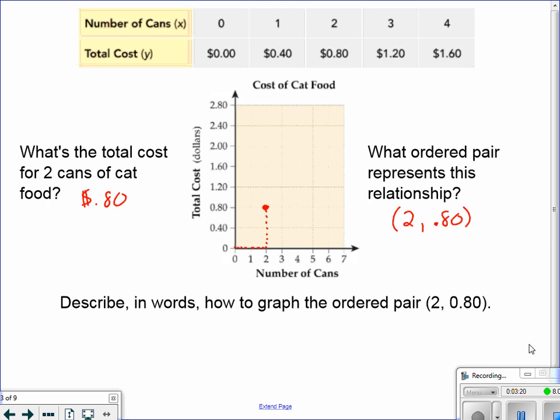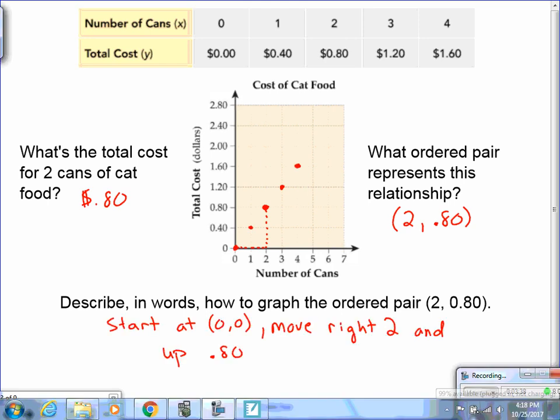So what I'd like you to do right now is pause the video and go ahead and plot the other points that are on there. And then when you're done with that, you can start the video again and check to make sure that you plotted them in the correct spot.